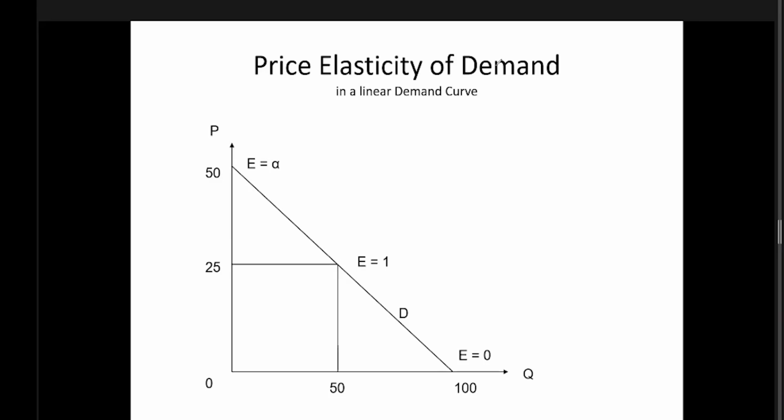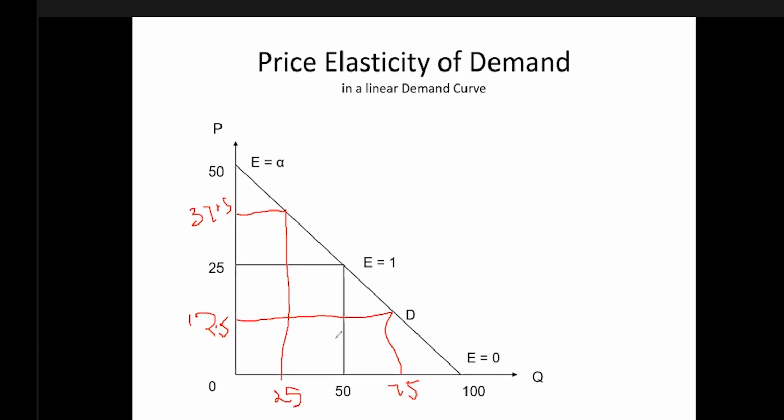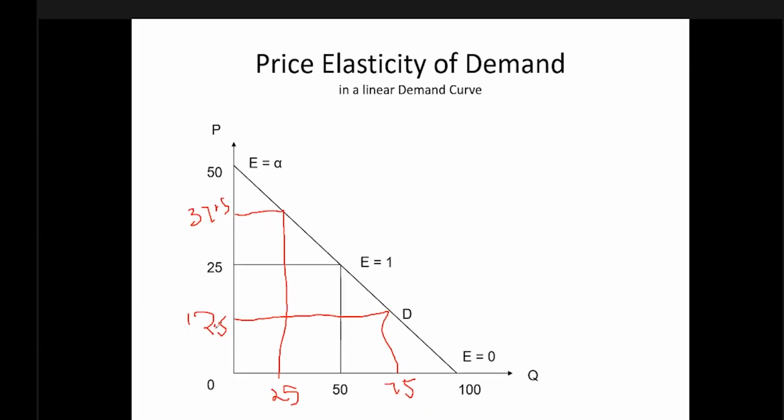So instead of this, I will put a few more points. Let's say this is 25, and here 37.5. So here 75, and this is 12.5. So we are having a few points, right? 12.5, 25, 37.5, and 50. Here we are having 25, 50, 75, and 100.